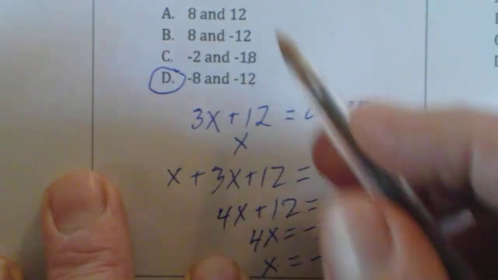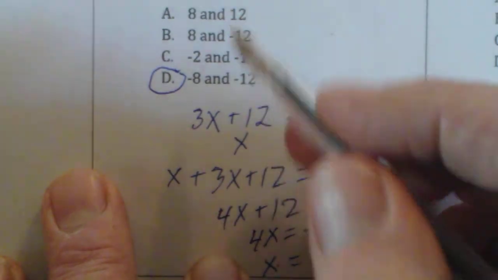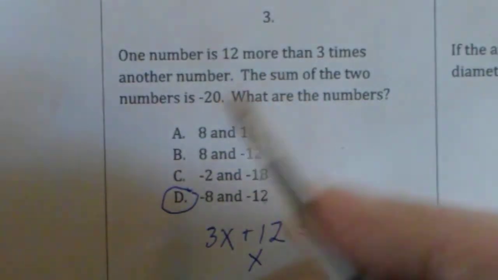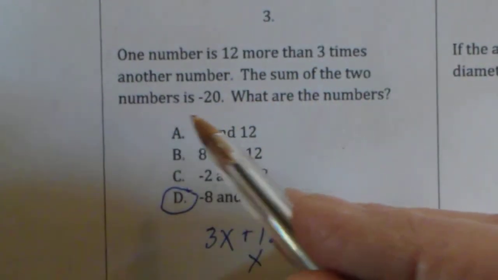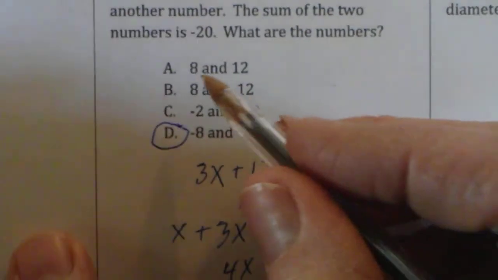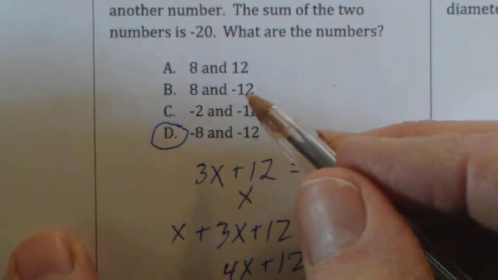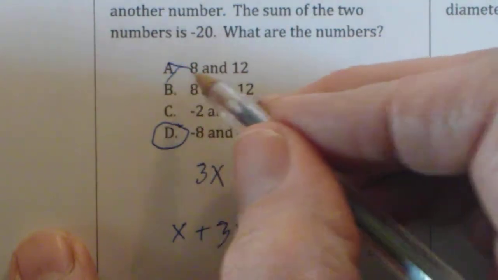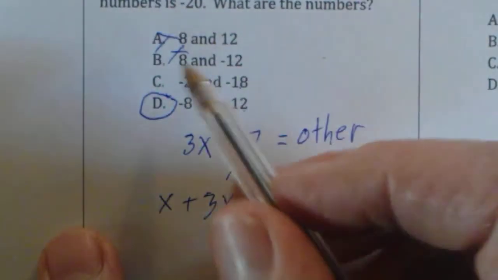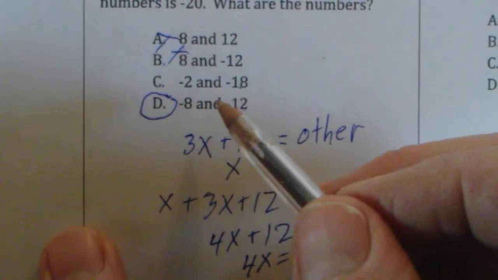To me, it was easier just to try the numbers and find two that work. I didn't really pay much attention to this first one. The sum of the numbers is minus 20. That's 20. That's minus 4. These two are out because they don't even add up to minus 20. It's got to be one of these. They both add up to minus 20.